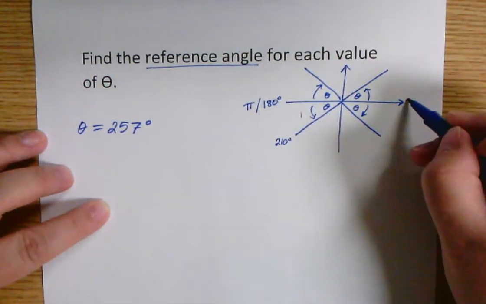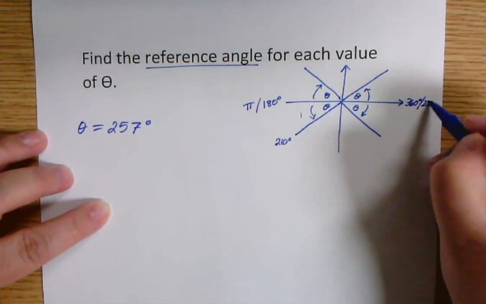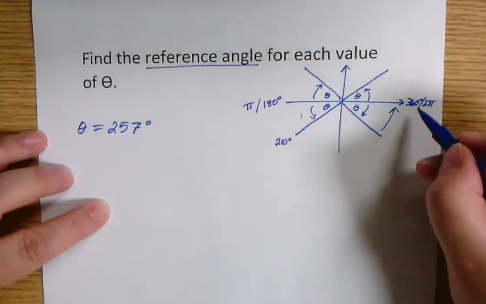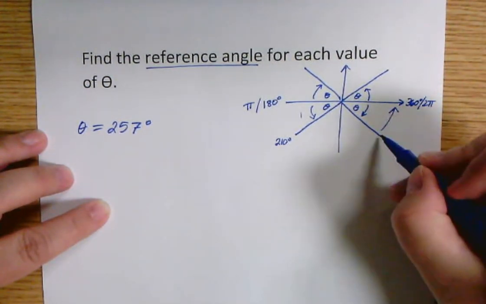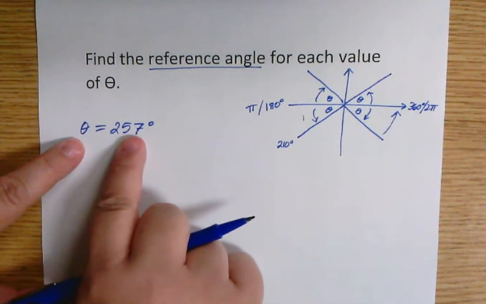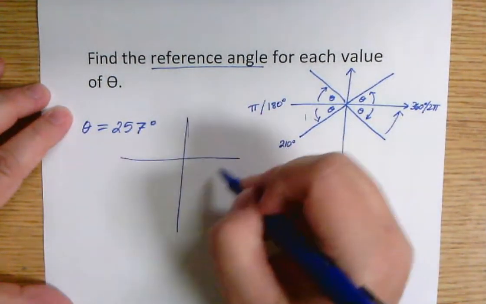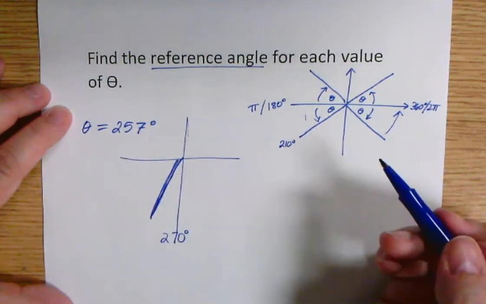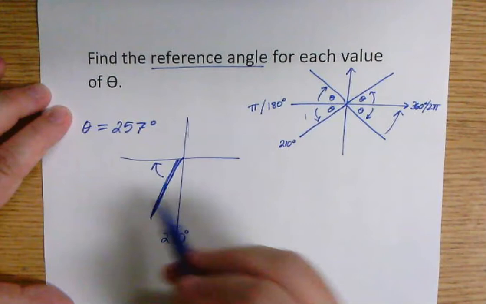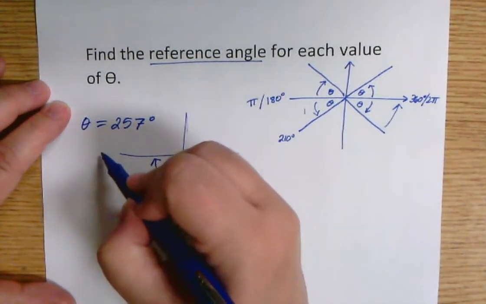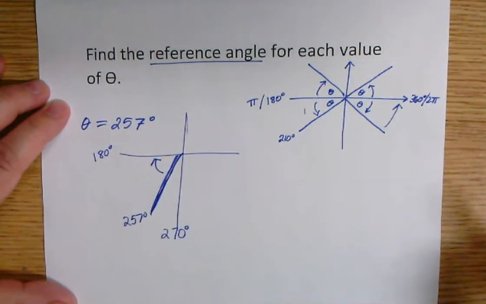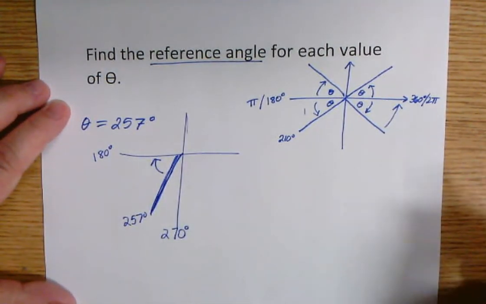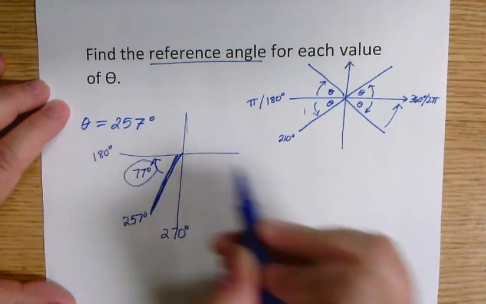And over here, you're almost all the way back around to 360 or 2 pi. So how far you have left to go to get there would be your reference angle. So 360 or 2 pi minus wherever you are. So 257, remember this is 270, it's somewhere like here. So my reference angle would be right there. We're in degrees, so I'm going to subtract 257 minus 180 to figure out how many degrees past 180 I have rotated. And that would be 77.